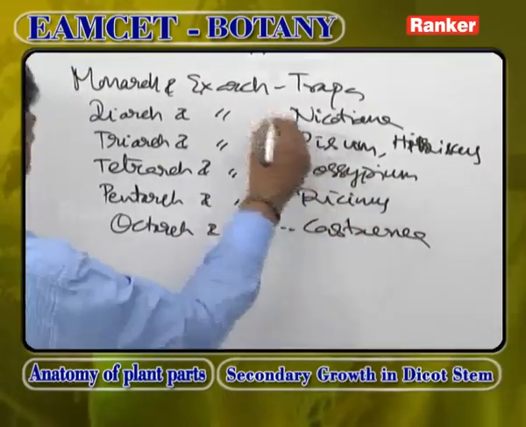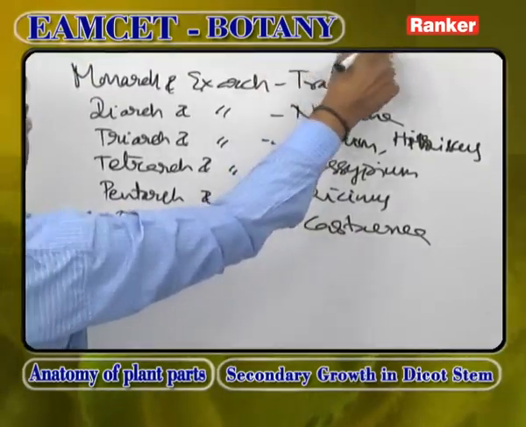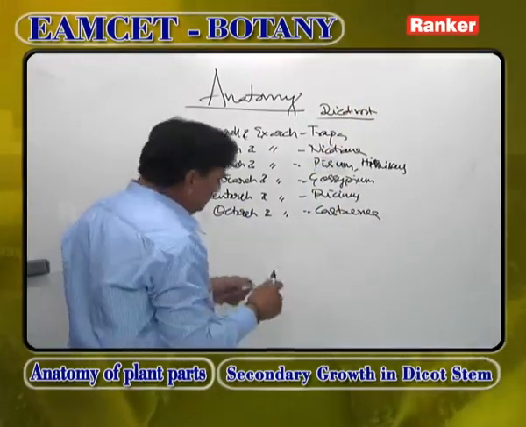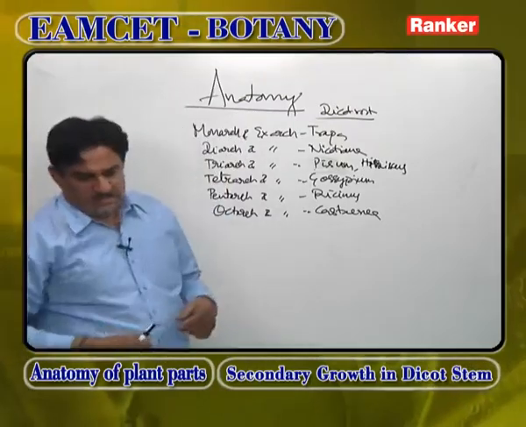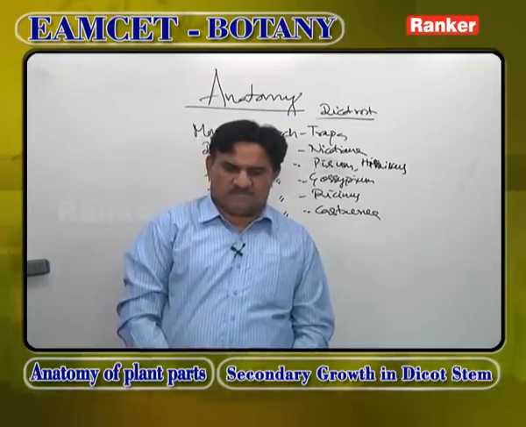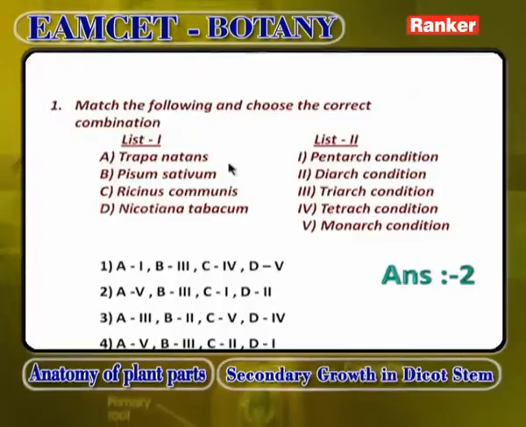These are the variations in the vascular bundle of a dicot root. Trapa, monarch condition. So when it comes to the combinations, match the following and choose the correct answer. Trapa is, the answer is A5.